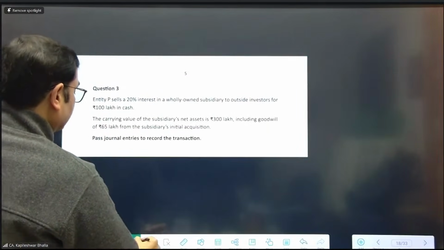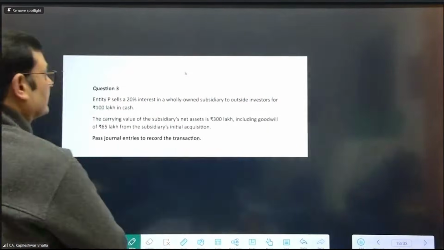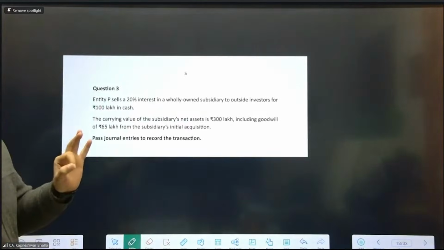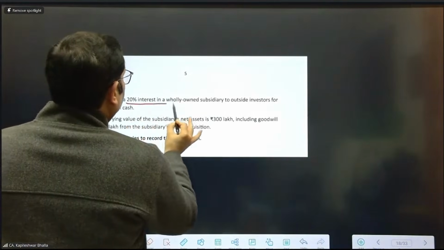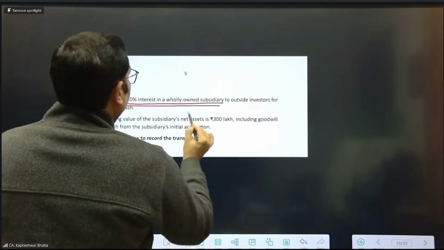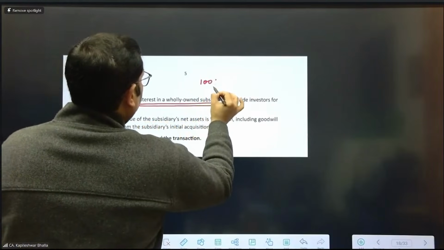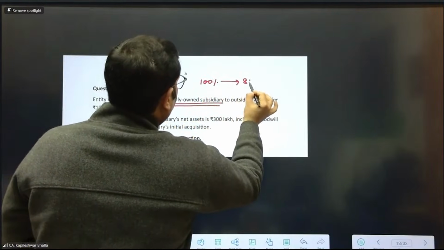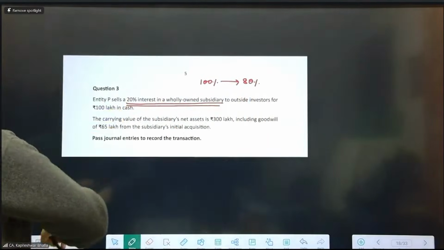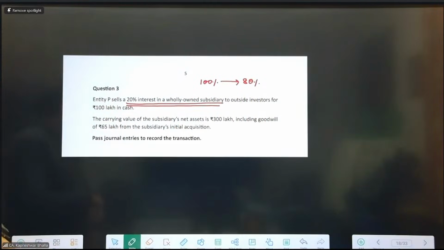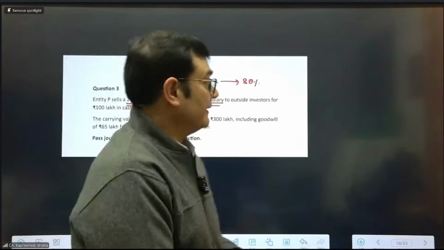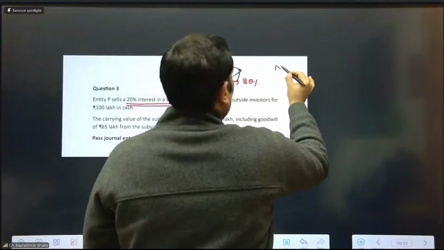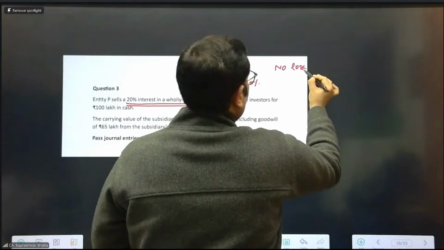So I'll read the facts and you can decide what kind of case it is. It says entity P sells 20% in a wholly owned subsidiary. So if it is a wholly owned subsidiary and you sell 20%, it comes from 100 to 80%. Is there a loss of control in this particular case? No loss. That's right. So there is no loss of control.